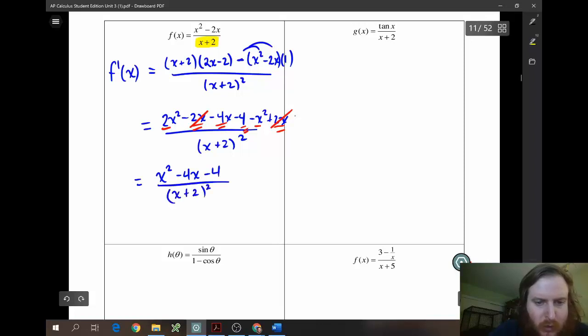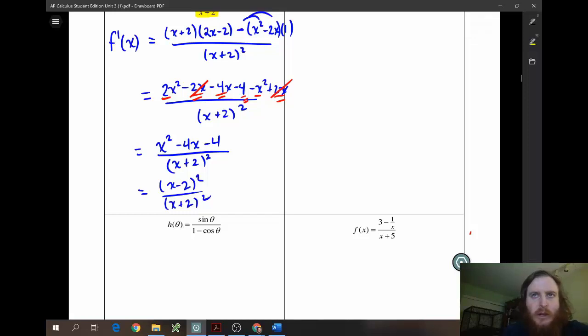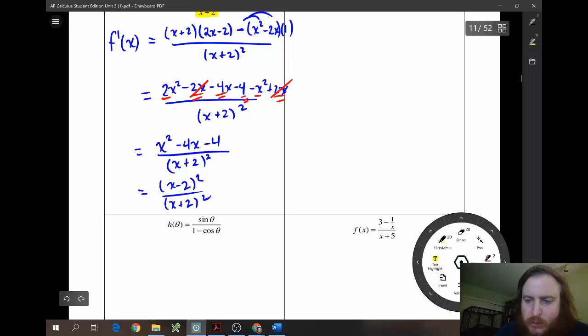And then once you've combined like terms, now we're going to factor the numerator, right? So now that it's all in a polynomial, now we can factor it. And this ends up being x minus 2 squared over x plus 2 squared. Nothing cancels. It looked like at first maybe something was going to cancel out, but nothing actually ended up canceling out. Oh, you know what? I think I messed this up. This should have been, yeah, I did mess this up.